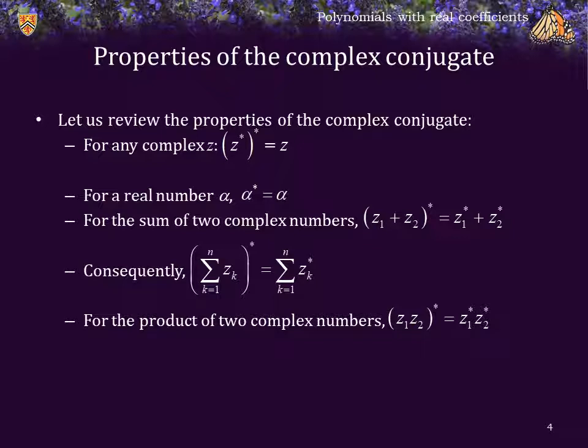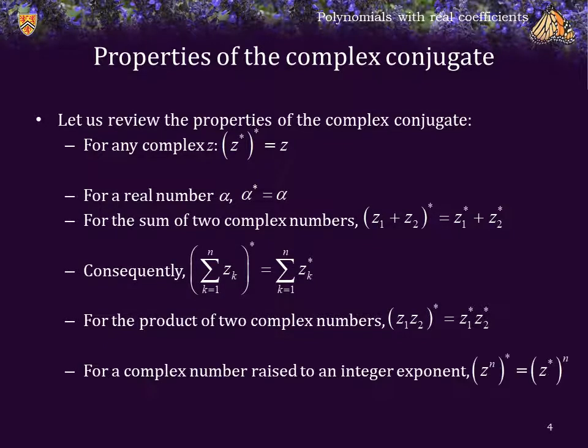Also, for the product of two complex numbers, the conjugate of the product is the product of the conjugates. And for a complex number raised to an integer exponent, well, actually any real exponent, but we've only proved it for integers, z to the n conjugated is equal to the conjugate of z raised to the power n.